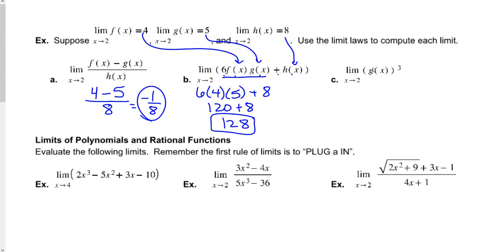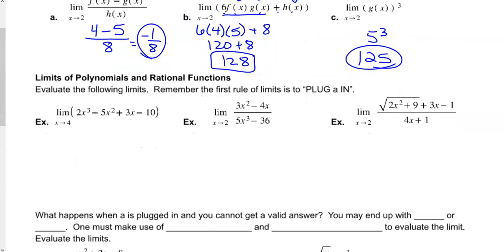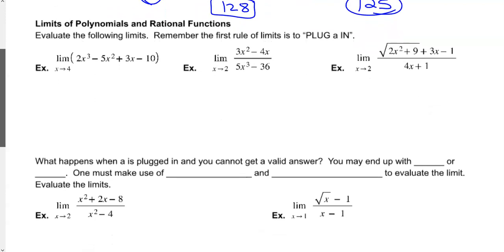Finally, I need to find that limit of that g of x function, and I'm going to raise that to the third power. So what is that equal to? It's equal to 5. So I can kick back that this is 5 to the third power, which is 125. So as long as you know those rules, this becomes pretty easy, just plugging some things in. Again, plugging that a value in is important. So let's try this with polynomials and rational functions.